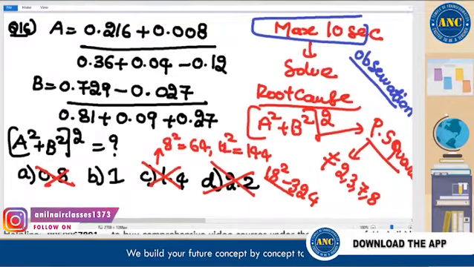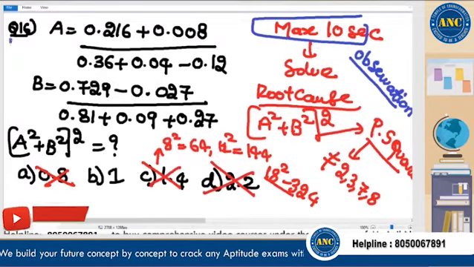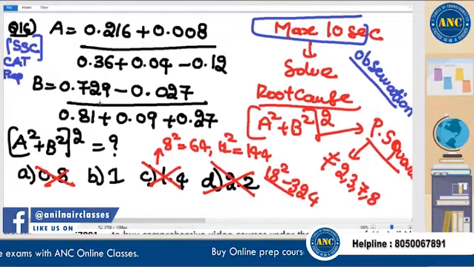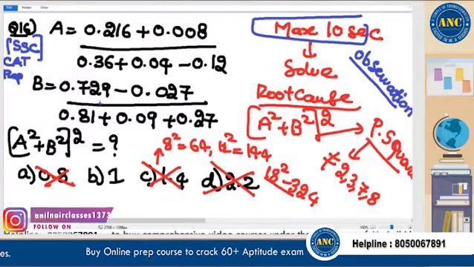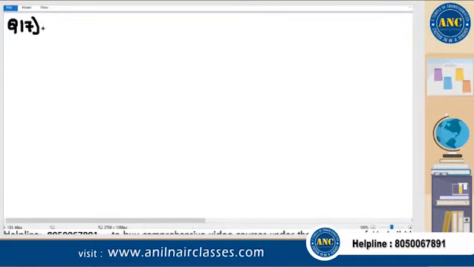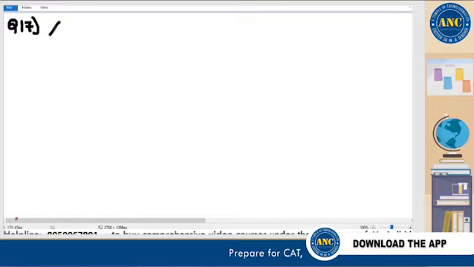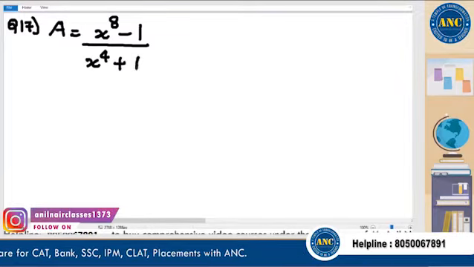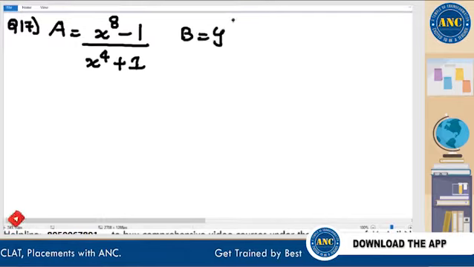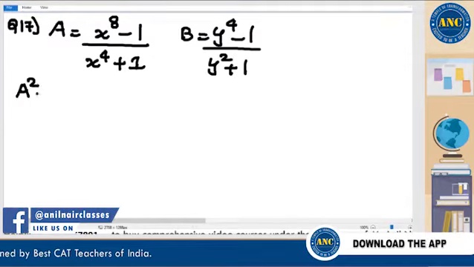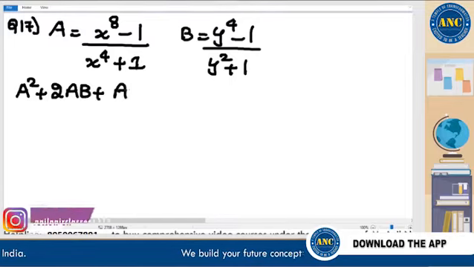Write down the next question, question number 17. This is an SSC and a CAT replica question. Write down the question. A is equal to (x power 8 minus 1) divided by (x power 4 plus 1). B is nothing but (y power 4 minus 1) divided by (y square plus 1). The question is, find a square plus 2ab plus b square.